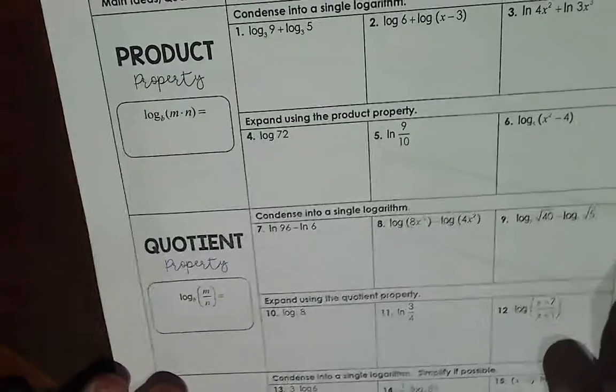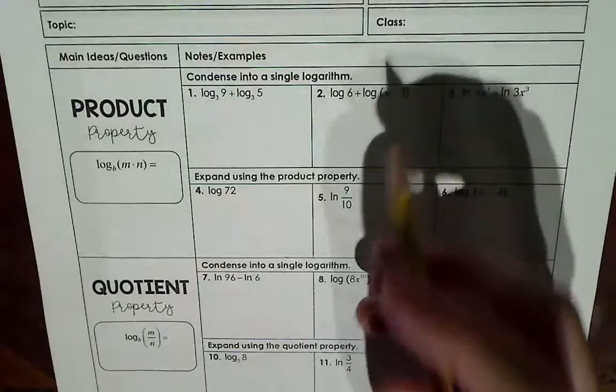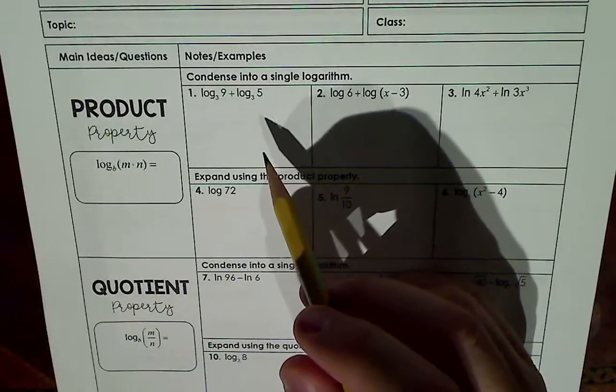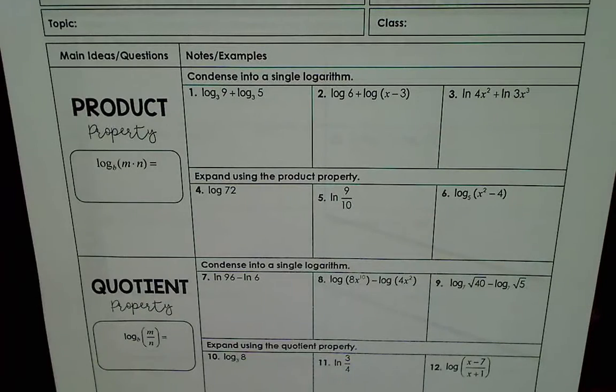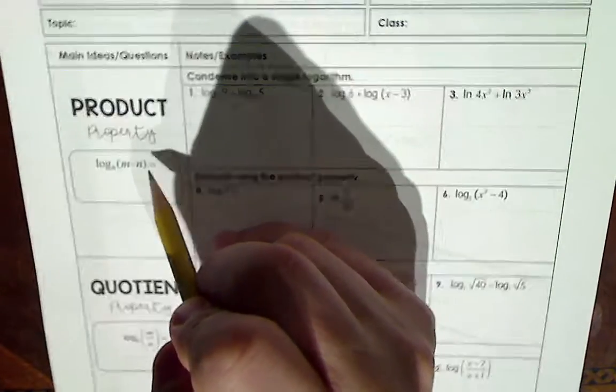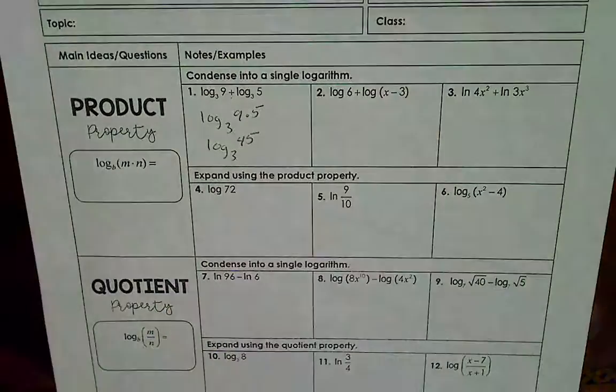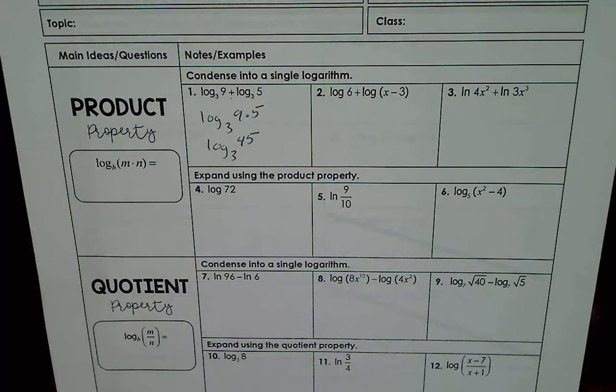All right. So let's look at some examples now. Okay. Product property. First of all, condensation and expansion. So the condensation basically says, since this is addition, I'm going to multiply. So I rewrite this as log base 3 of 9 times 5, which becomes log base 3 of 45. That's condensation.